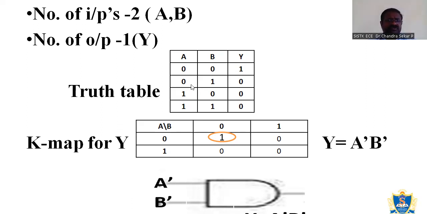Here A is 0, B is 1. That means A bar will become 1, B bar will become 0. Then the output Y equal to A bar B bar will be 0. Then A equal to 1, B equal to 0. That means A bar will be 0, B bar will be 1, then the output Y will be 0. A is 1, B is 1. That means A bar will be 0, B bar will be 0, the output will be 0.